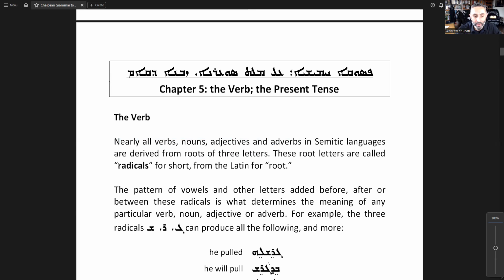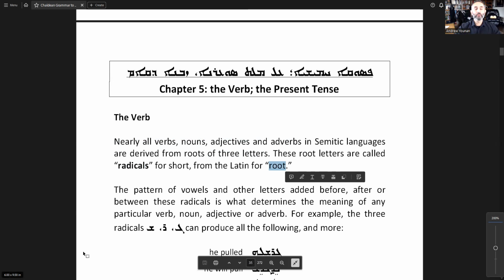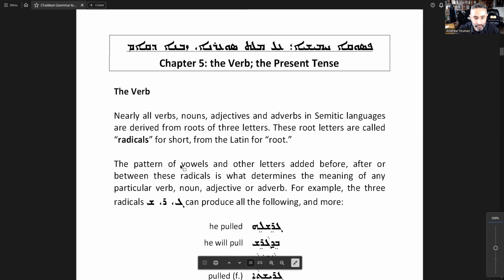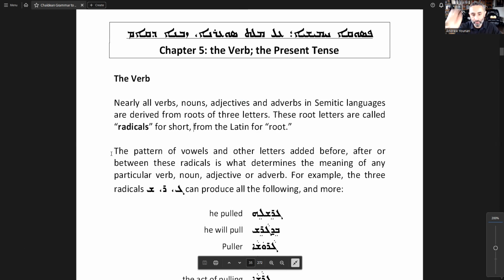These root letters are called radicals, for short, from the Latin for root. So when I say the first radical, the second radical, or the third radical, I mean the first root letter. You'll see why I need to say root letter, because other letters in the word are not part of the root, they're part of something else. We're going to look at that more closely in this chapter. So we have the root letters, generally 3 letters. The patterns of vowels and other letters added before, after, or between these radicals determine the meaning of any particular verb, noun, adjective, or adverb.